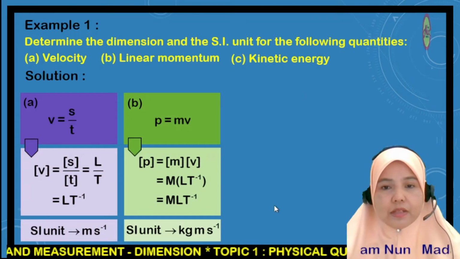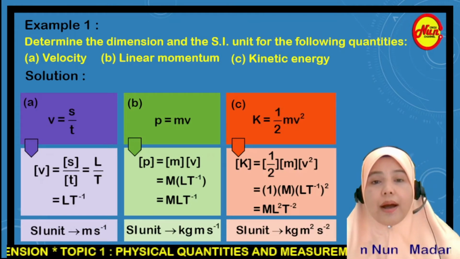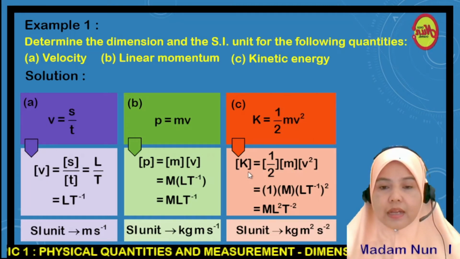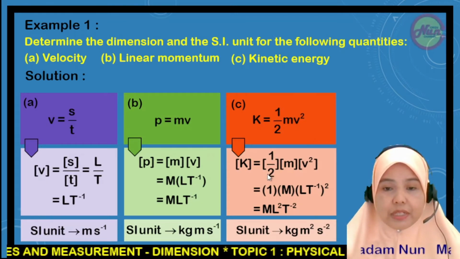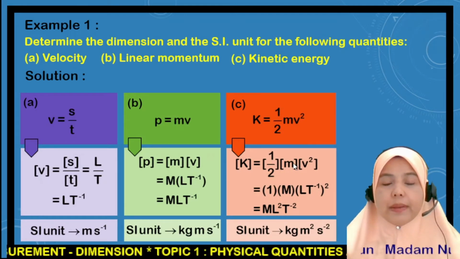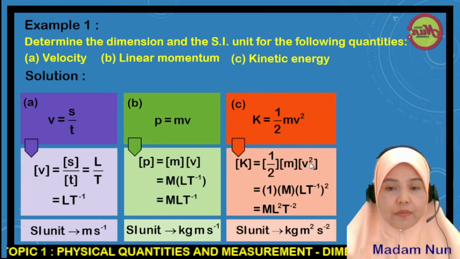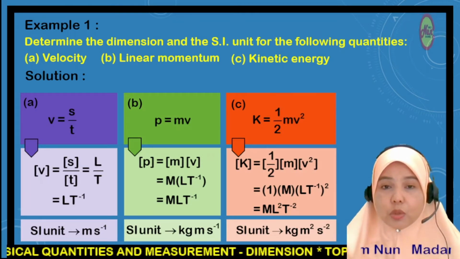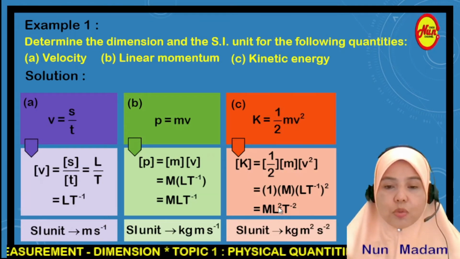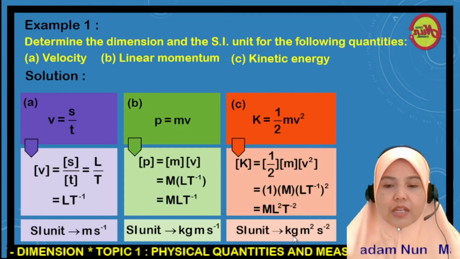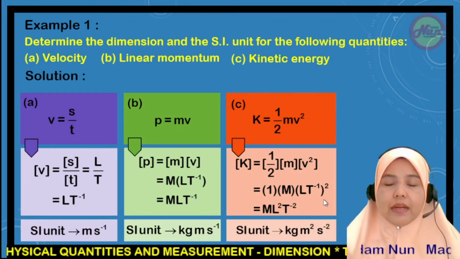How about the kinetic energy? The way we identify the dimension and SI unit is by referring to the equation of kinetic energy, which is half mv squared. So we write down the dimension equation. Here there is a number, which is half. Because you know that for a number like half, the value of the dimension is equal to 1, we just replace it with 1. The dimension for m, which is mass, is capital M, and the dimension of velocity is LT minus 1. Do take note that the velocity is squared there, so you need to square the dimension too. When you solve this, you will get that the dimension for kinetic energy is ML squared T minus 2, and the SI unit is kg m squared s minus 2. That's the way we identify the SI unit and the dimension for a physical quantity.